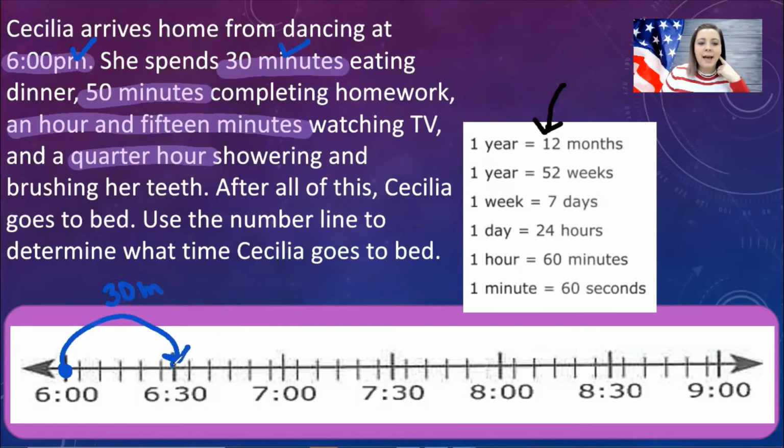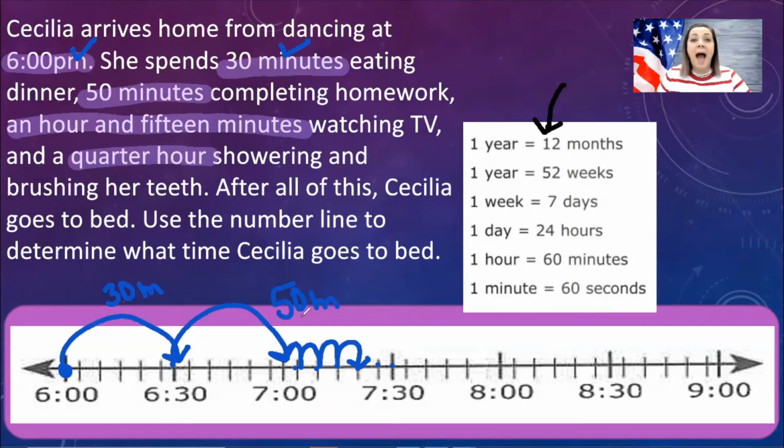Well, first I can go 30 from 6:30 to 7. How much do I have left of that 50 if I jump 30? Good, I have 20 more minutes. If we look at the little hash marks in between, we have 5, 10, 15, 20, 25, 30. So we know that every little jump is 5 minutes. So let's do 20. 5, 10, 15, 20, okay? So that gets us the next 50 minutes when she was doing her homework.